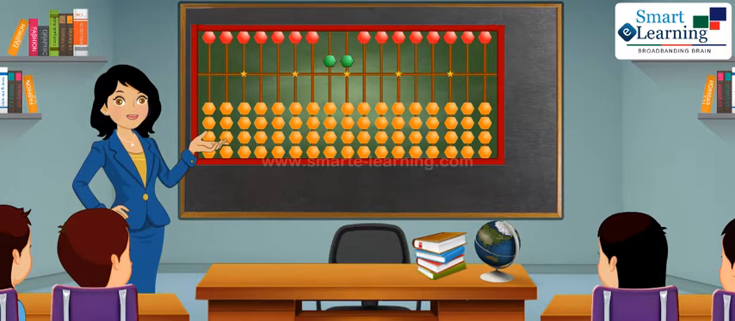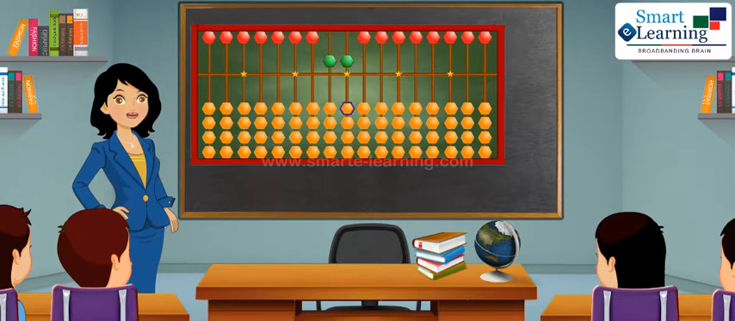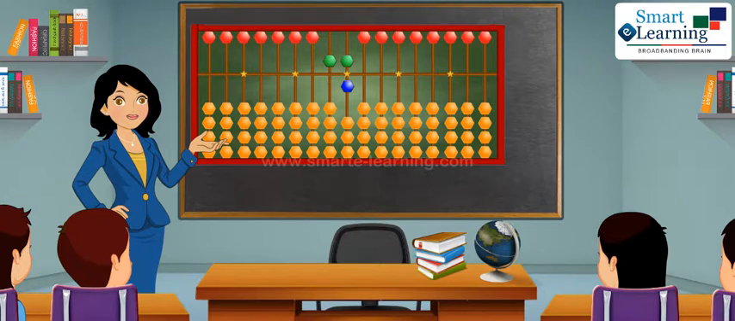To show number 56, heaven bead of tens place will remain as it is, and 1 heaven bead and 1 earthen bead on ones place will touch the skyline to show 6 on ones place. This is number 56.